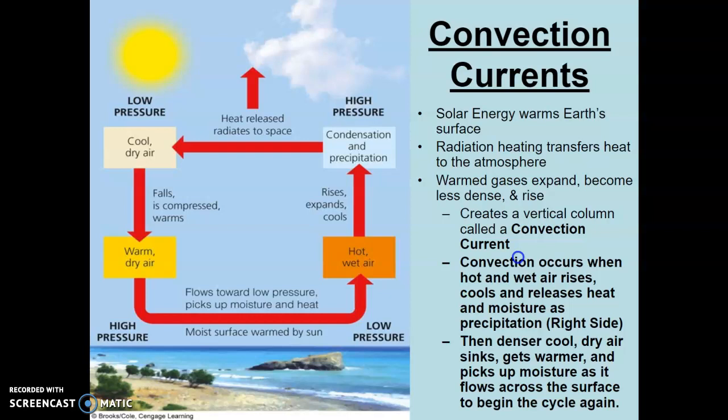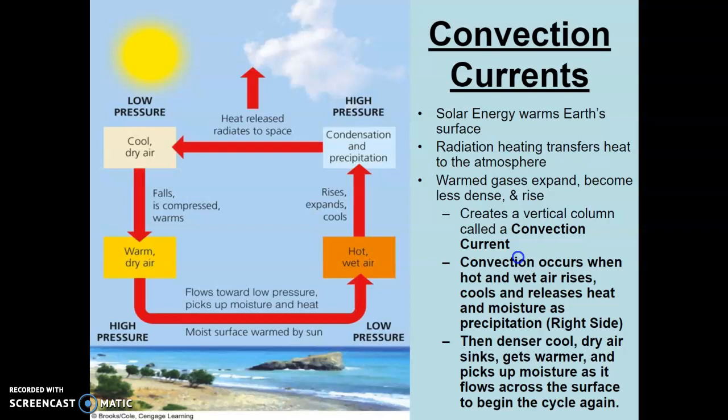All right, so convection currents are another biggie. Solar energy is very important. It's what warms the earth. We know this. But here's the thing, that's through the process of radiation. It's radiant heat, and it enters up through the atmosphere.